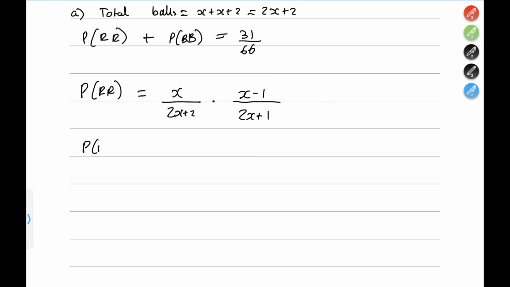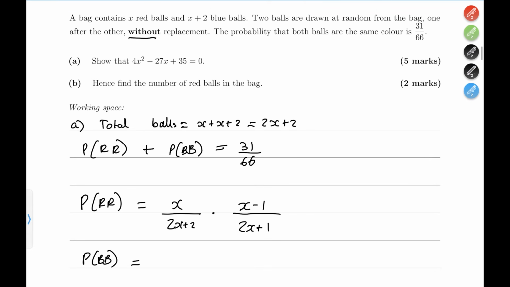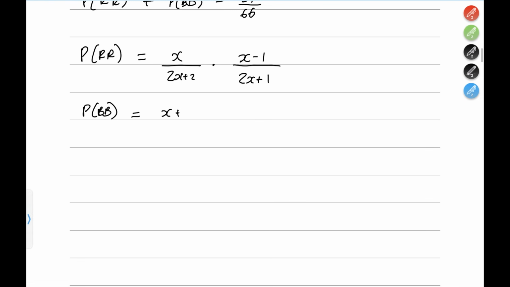And we can use the same logic for 2 blue balls. We start off with x plus 2 blue balls. So it'll be x plus 2 over 2x plus 2. That's the probability of picking one ball out, where the first ball is blue. Multiply that by x plus 1 over 2x plus 1, because now we have one less blue ball and one less total. So the top and the bottom both decrease by 1.